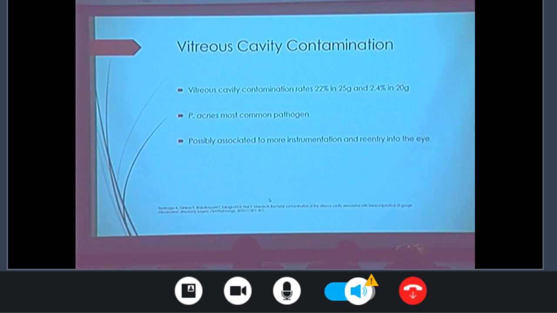So why do we think this happens? Propionibacterium acnes was the most common pathogen isolated in these studies, and it's possibly associated with more instrumentation exiting and re-entering the eye. So the theory is that if you do a peritomy and remove the conjunctiva, you're basically left in a sterile subconjunctival space. So if you do a sclerotomy there, the likelihood of you delivering pathogens into the eye is much less. Instead, if we go straight through the conjunctiva, the ocular surface flora has a chance of going inside with your piercing.